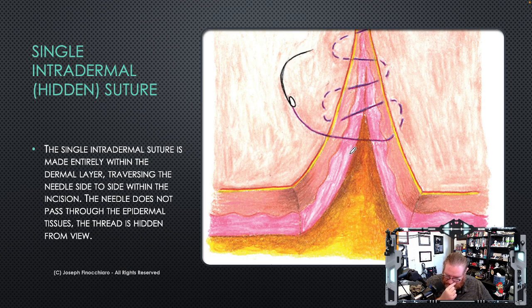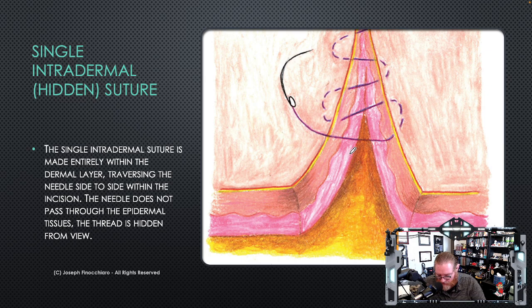So the intradermal, not to be confused with a worm suture. The single intradermal suture is made entirely within the dermal layer, traversing the needle side to side within the incision. The needle does not pass through the epidermal tissues, and the thread is hidden from view.